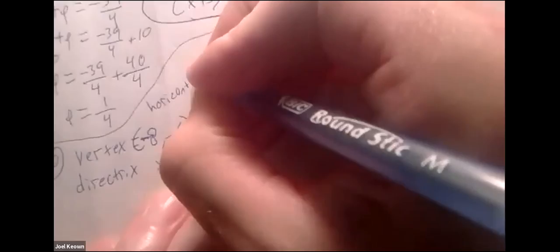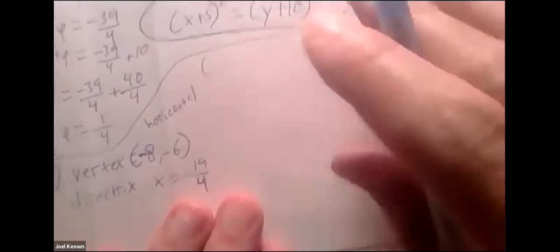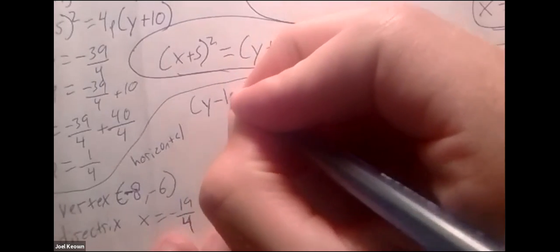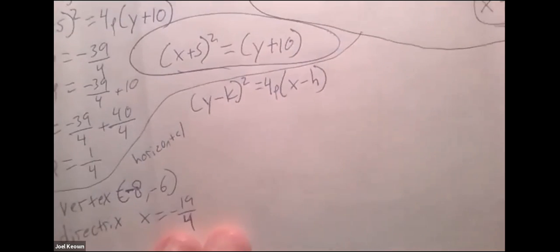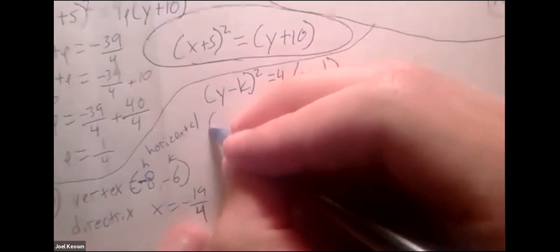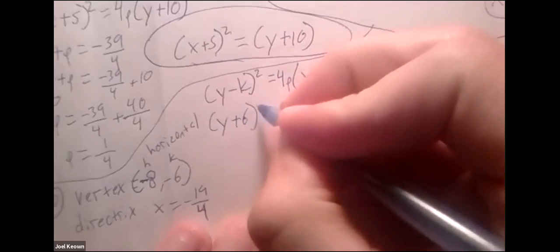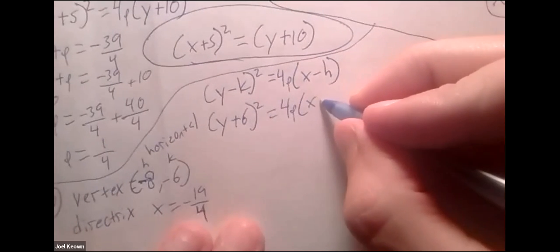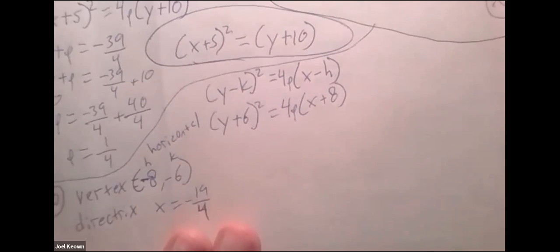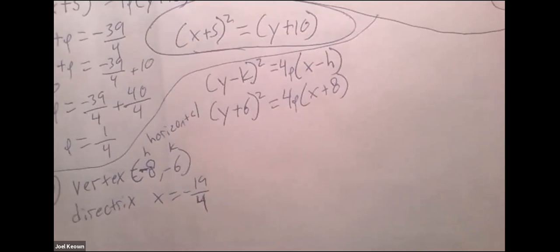And so it's horizontal. So I have y minus k squared equals 4p x minus h. Well, I have my vertex. There's my h, k. Okay, so I can plug those in and say y plus 6 squared equals 4p x plus 8. Now I just need to figure out what p is.